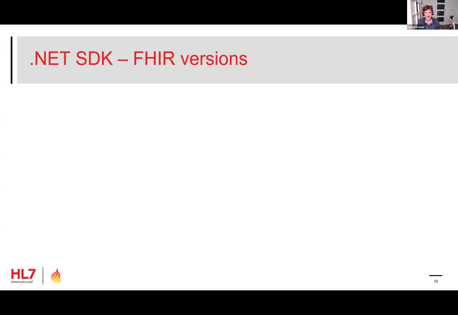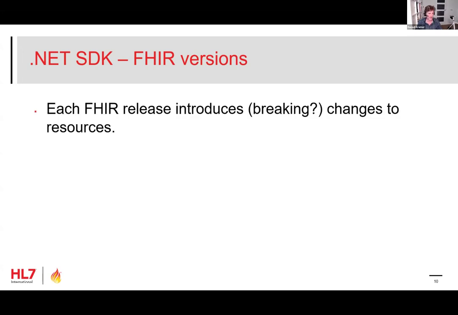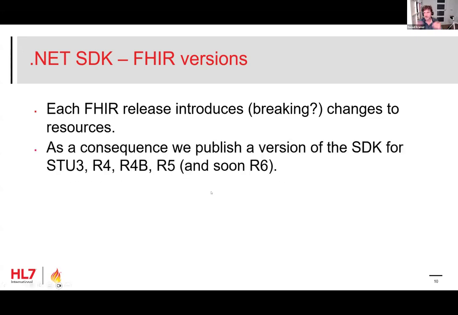All right, another fact of life that you have to know about when you're working with these libraries: there are multiple FHIR versions, R3, R4, R5, R6, R7, STU2, they all have names, and each FHIR release so far introduced breaking changes to the resources. So we had no other choice than to publish multiple versions of our SDK. We do have an SDK for STU3, R4, R4B, and R5, and we're busy doing R6.1.